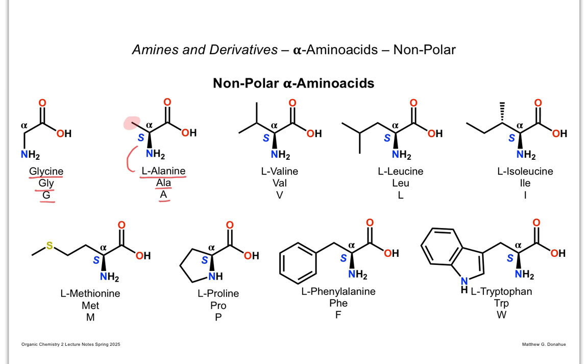So valine has an isopropyl group. So that side chain is isopropyl. Leucine is isobutyl. Isoleucine, notice that has an additional stereocenter at the beta carbon, so I'll highlight that with an asterisk. So that's a secondary butyl. Methionine has a thioether side chain.